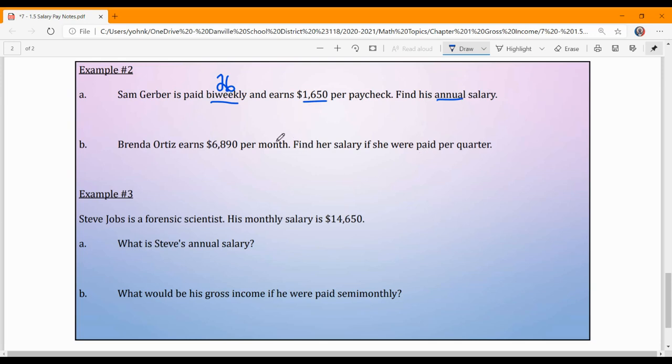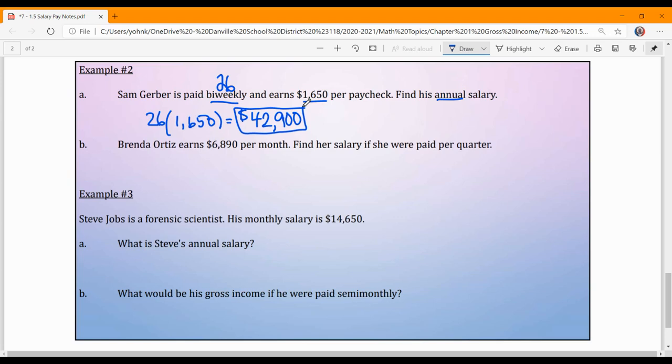So to find the annual salary, I can take how many paychecks I get, 26, and I can multiply it by how much I get per paycheck. So after I multiply this, I get 42,900. That means that Sam has an annual salary of 42,900.